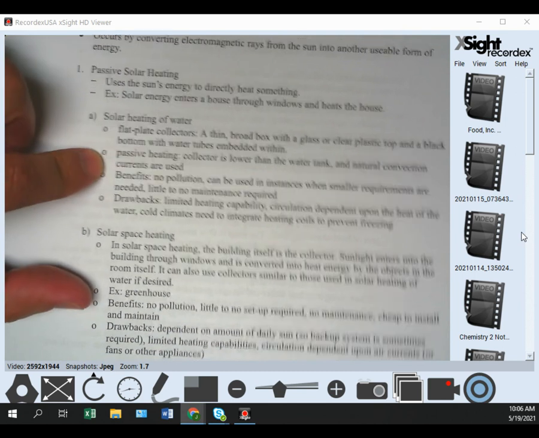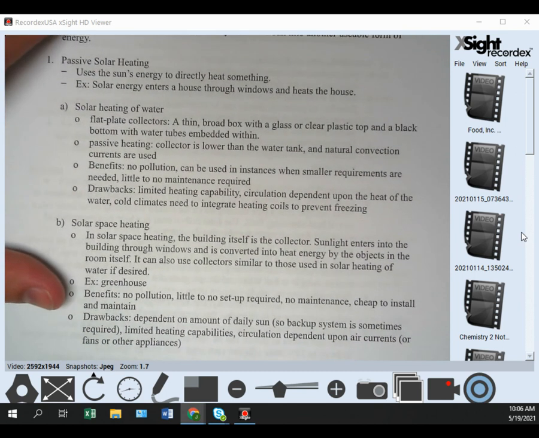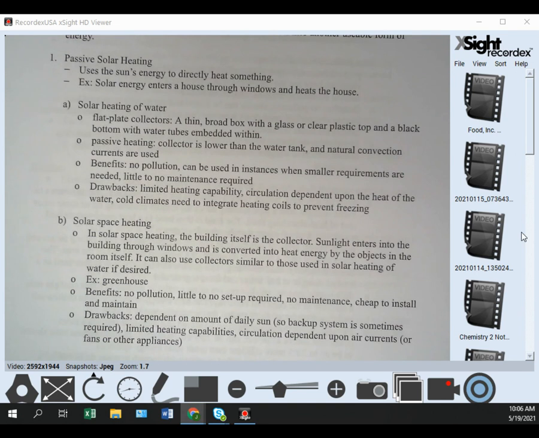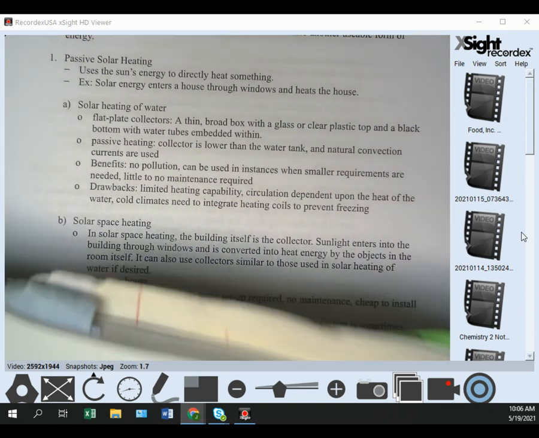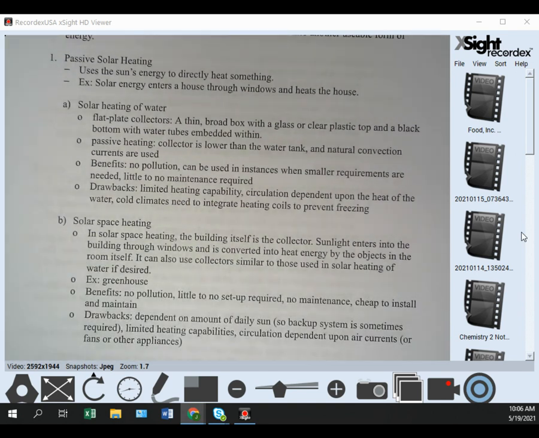In a passive heating system, the collector is lower than the water tank, and natural convection currents are used. So, hold on, stuff falling out of my book here. So that's like this.